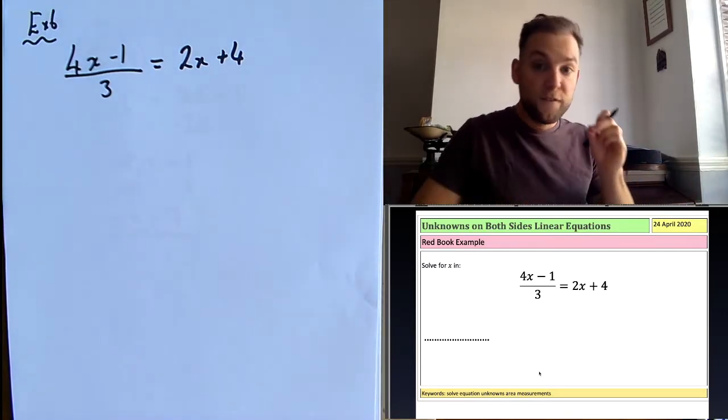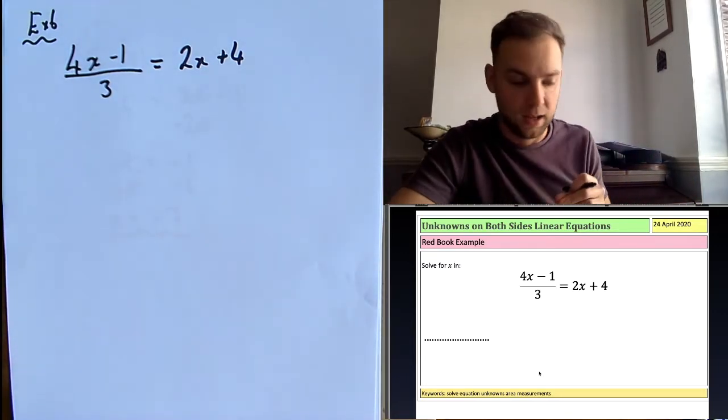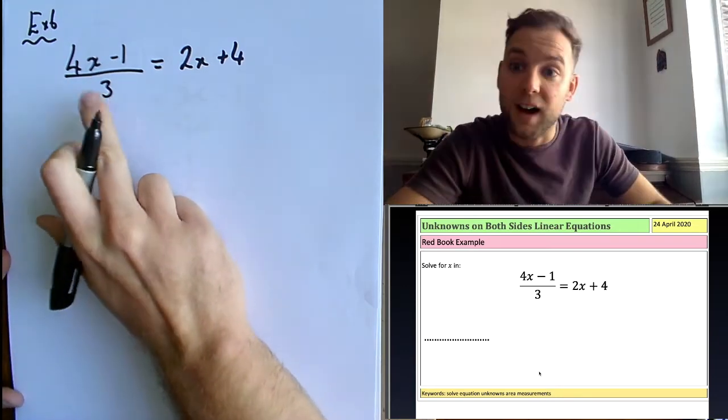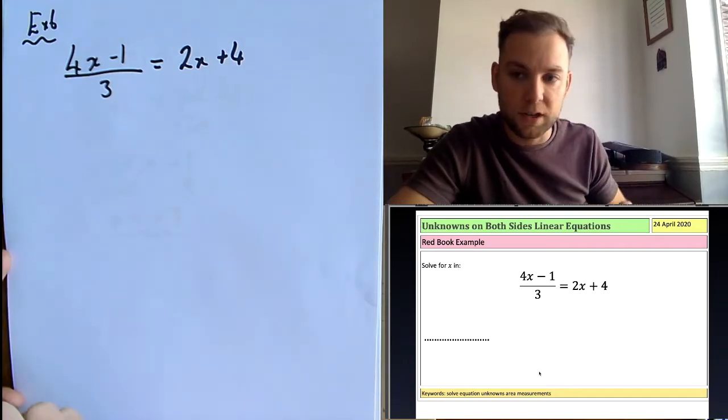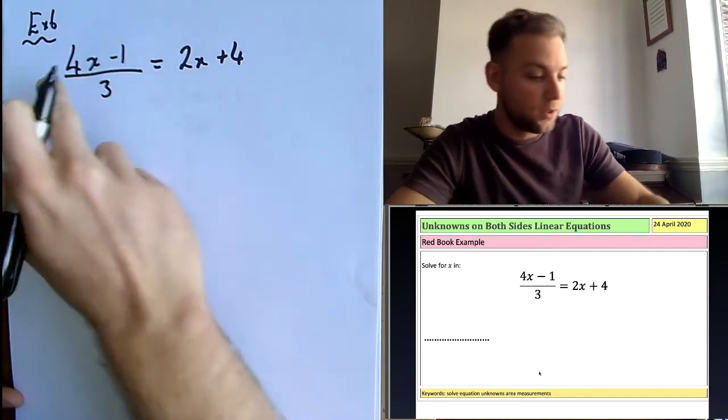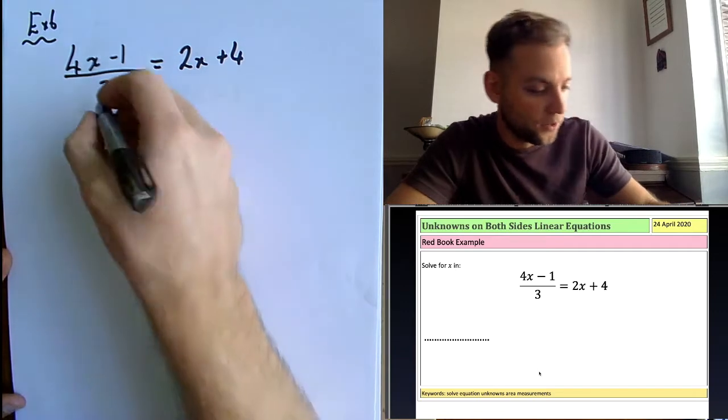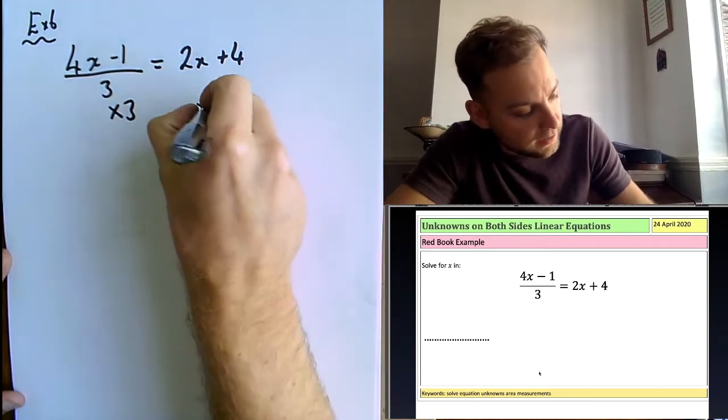So the first thing I've got to do here is get rid of this divided by 3 first. Okay? So how do I get rid of a divide by 3? Well, to get rid of it, I'm going to times by 3 and times by 3.